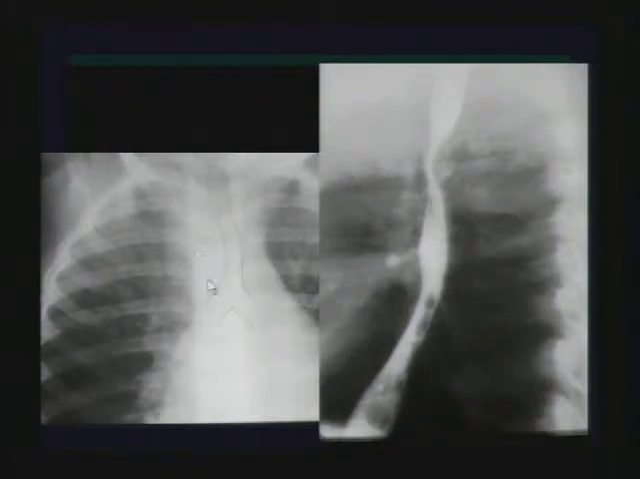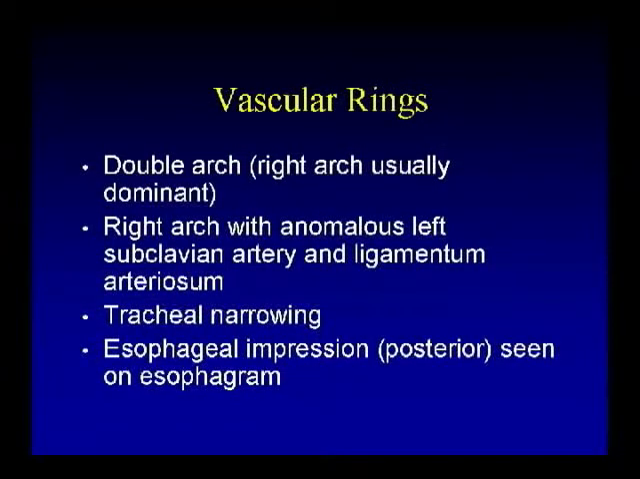Notice instead of buckling to the right, it's buckling to the left, and another vascular ring. So vascular rings are generally double arches or right arches with an anomalous left subclavian. They cause tracheal narrowing with a posterior impression seen on an esophagram. Now here's something a little bit different.